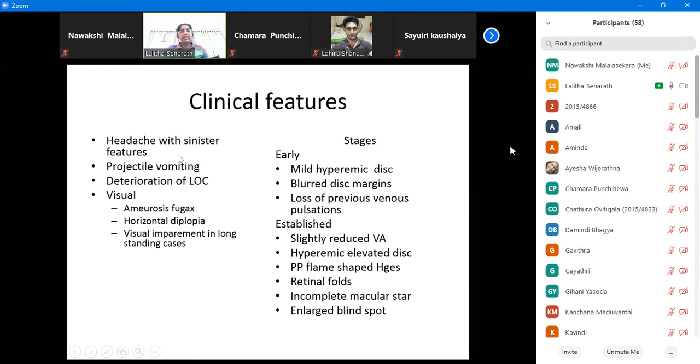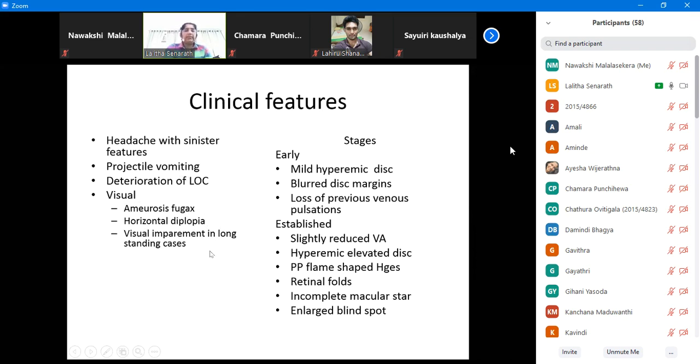Clinical features: headache, projectile vomiting, but in all those patients, unless it's a secondary optic atrophy, the patient may have near normal vision. That's how you differentiate it from optic neuropathy. Headache with sinister features, projectile vomiting, deterioration with loss of consciousness, visual amaurosis, horizontal diplopia, and visual impairment in long-standing cases.